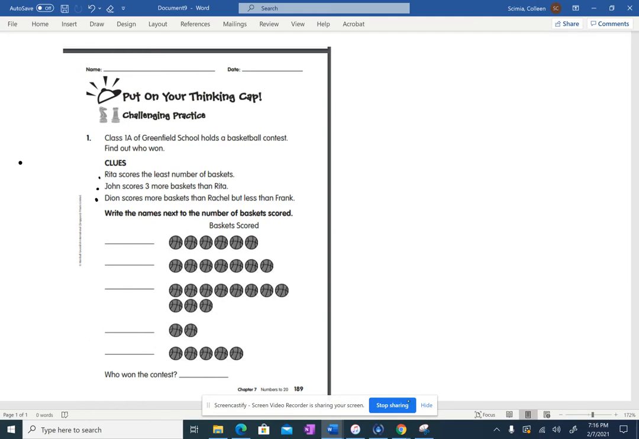So number 1, it says Rita scored the least number of baskets. So if you look at each row, which row has the least number of baskets? That would be Rita. She scored 2. Now, John scores 3 more baskets than Rita. So if we have 2 and we add 1, 2, 3 to it, which one had that? So it looks like the one below it. 1, 2, 3, 4, 5. That would be John.